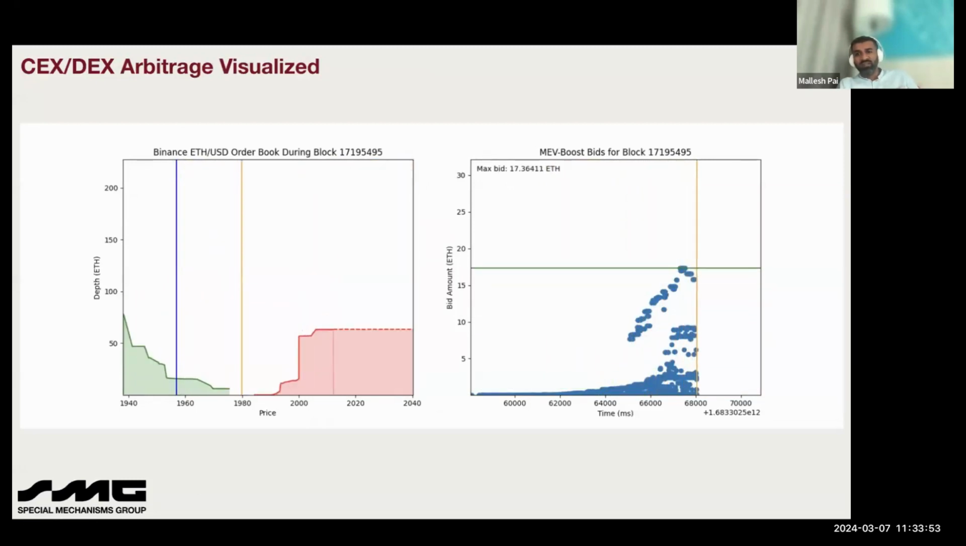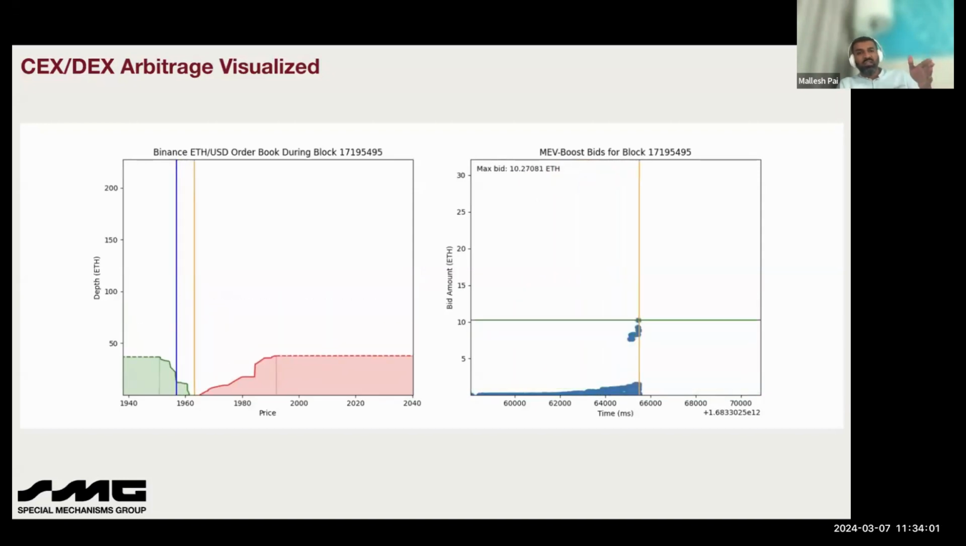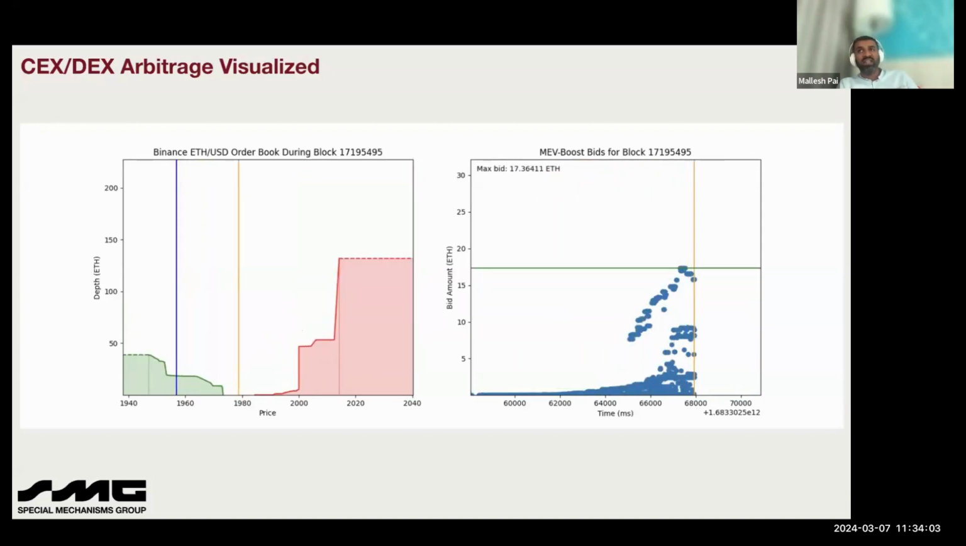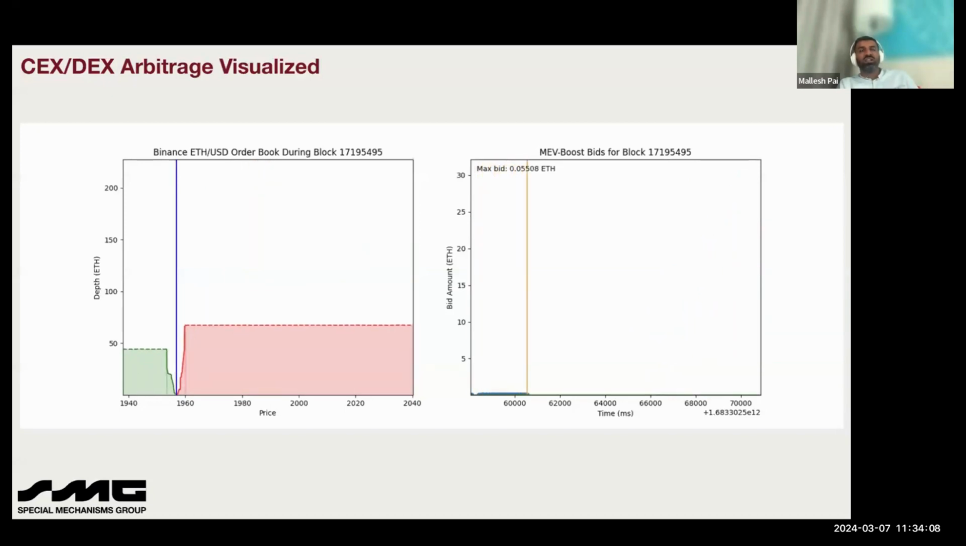On the right are the bids. What I want you to look at is actually the panel on the left. On the left, what we've done is we've lined up against the bid times the price of the Binance order book for ETH USDC. So how much is the current market price of Ethereum expressed in US dollars?